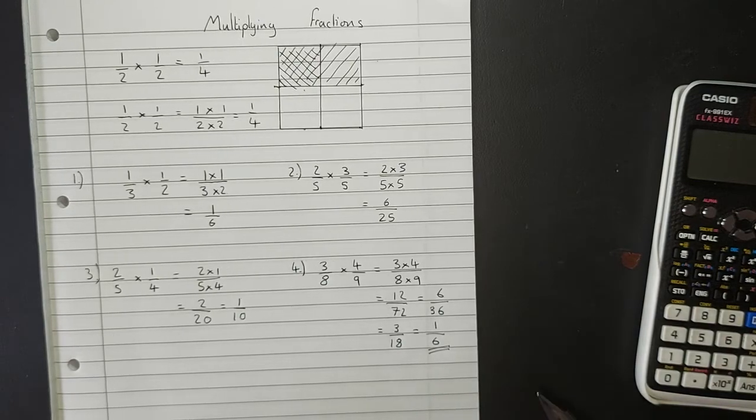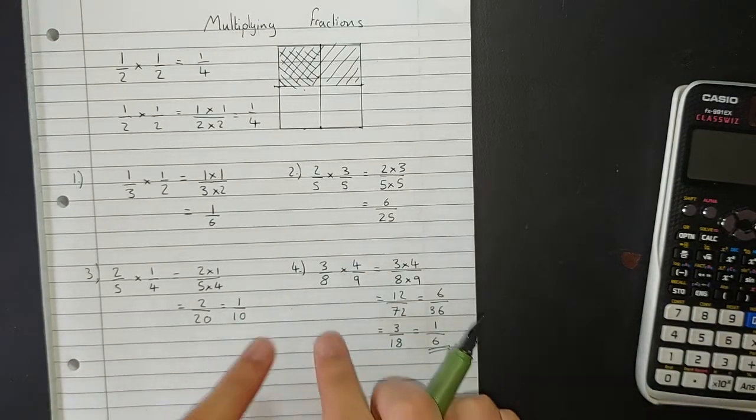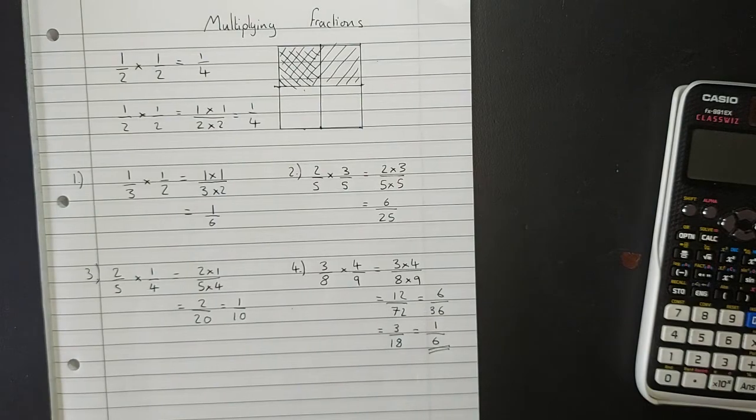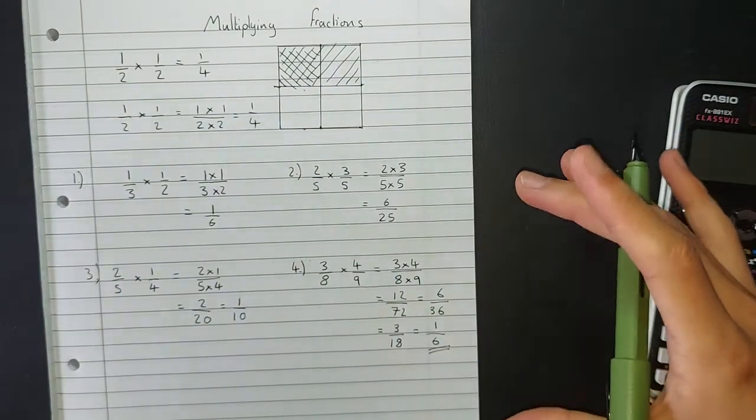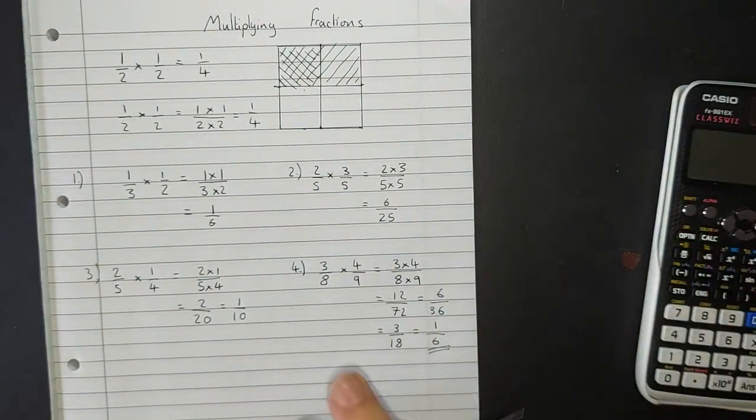Okay, there is another method where you can cancel as you do your multiplication, which can make it slightly easier. We'll have a look at it in the next video. But at its core, if you can multiply them both together and then simplify your fraction, you should still get to the correct answer.